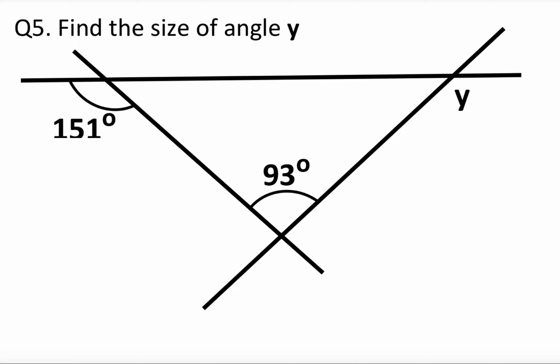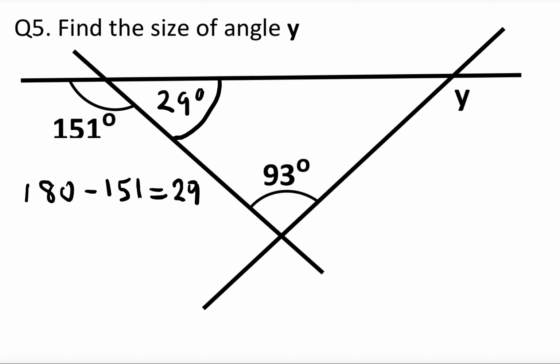So if we look at the left here, we've got 151 degrees. It's on a straight line, so we can find the missing angle for that. So if we put 180 minus 151, that's going to equal 29. So the missing angle up here is going to be 29 degrees. And that doesn't actually help us, but we know we've got a triangle in the middle here. We know that all angles in a triangle add up to 180 degrees. So we have got 93 and 29.